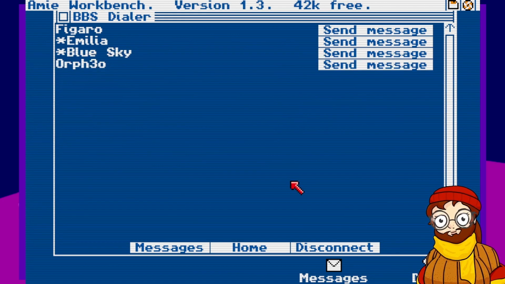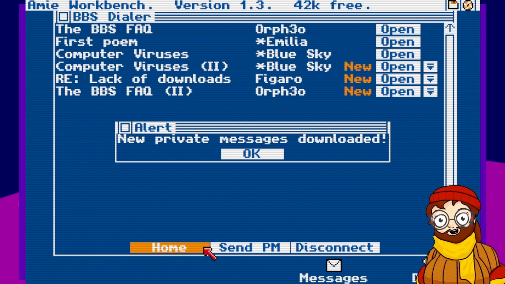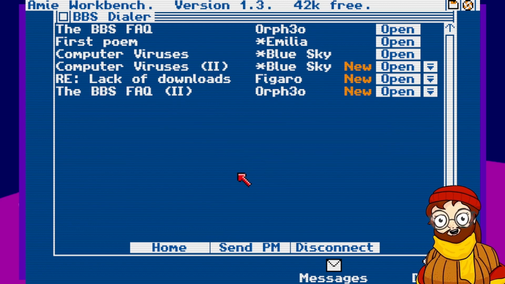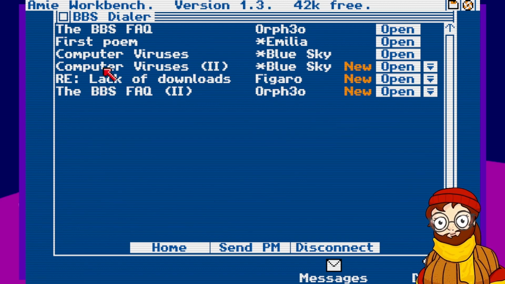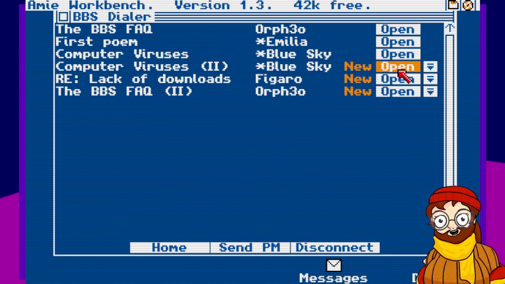So yeah, there's nothing else really to do except disconnect and then redial the same node, so I'm not going to bother doing that. I'm just going to head back to messages and see if we got some more replies, which we did. In fact, there's some more posts even, so let's take a look at those before we look at our replies. Computer viruses 2, Blue Sky.